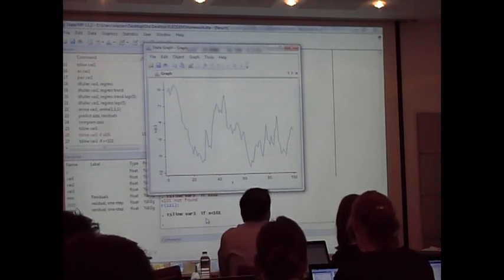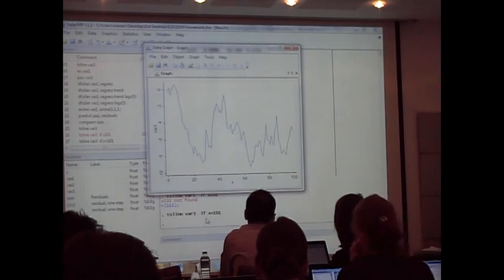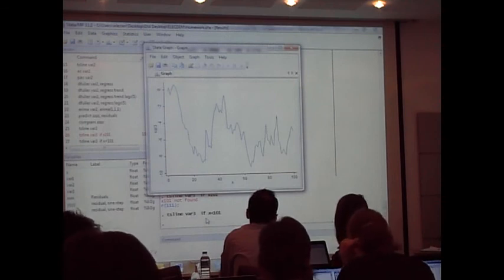This is a process that was generated, but it's only now over 100 points instead of over 1,000 points. What's the story here? What do you think it is? Drift. So you think it's an integrated process? Stationary process? So what would you do next?